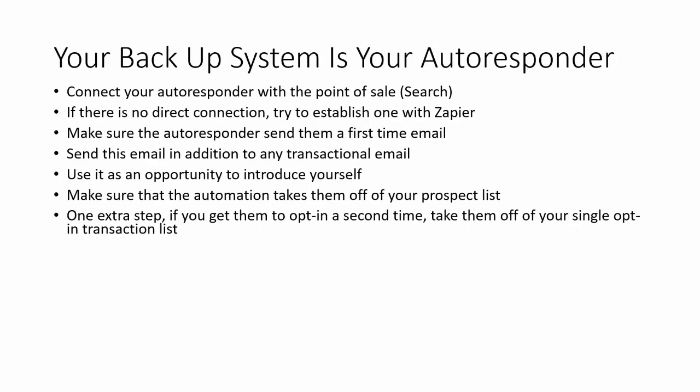Here's how you would get them to opt in a second time. You put a form on your download page and tell them that if they want an additional update, an additional bonus, a bonus video, something in their best interest, you'll send it to them, and they just put in their name and email address. They will then confirm in order to get that additional video. Then, if they confirm and become part of your double opt-in list, you use automation to take them off the single opt-in list.